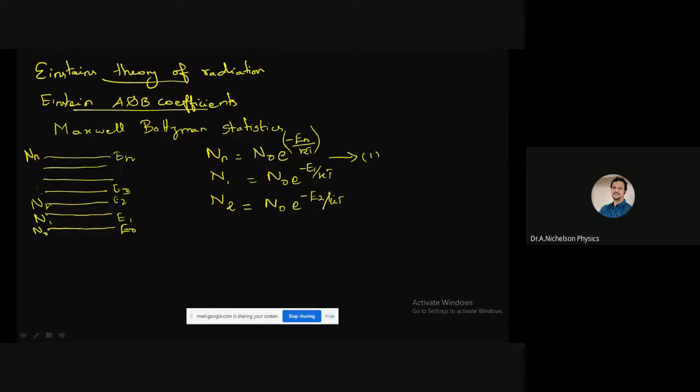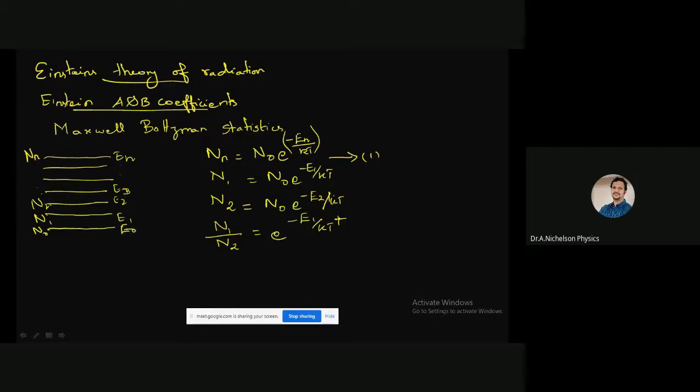So here, this is the lower energy level, the number of atoms in the lower energy level, and this is the number of atoms in the higher energy level. If you want to find the ratio between these two, N1 and N2, you can write N1 by N2 is equal to, if you divide this, what will happen? N naught and N naught will get cancelled, then exponential of minus E1 by kT. So it will move towards the numerator, so minus becomes plus.